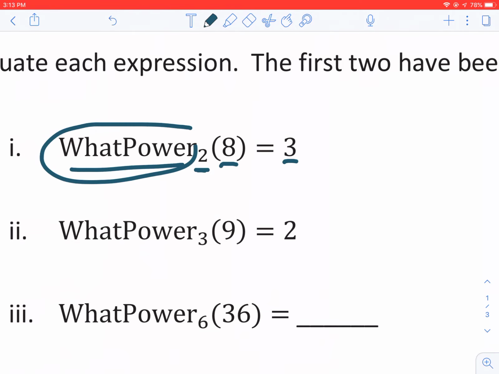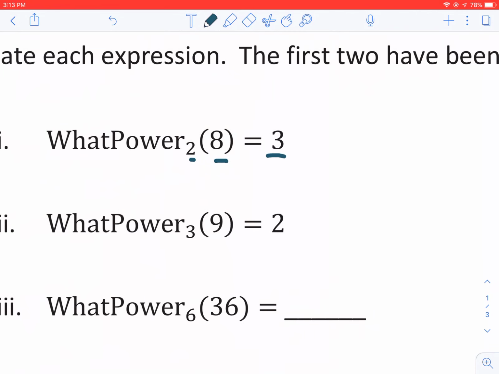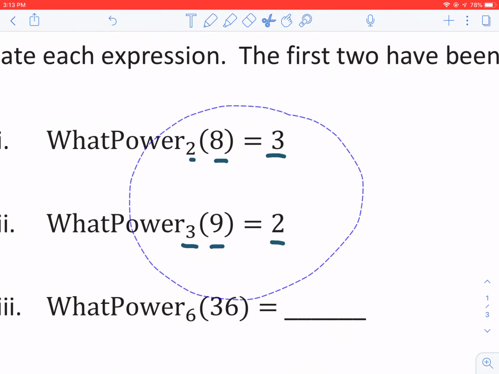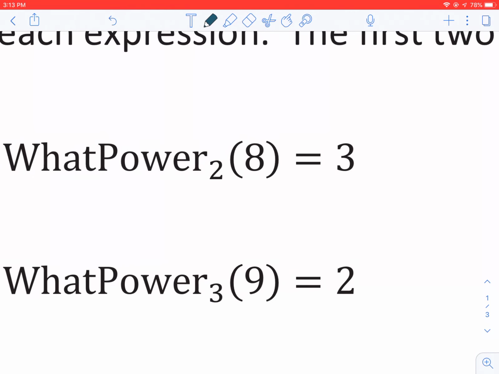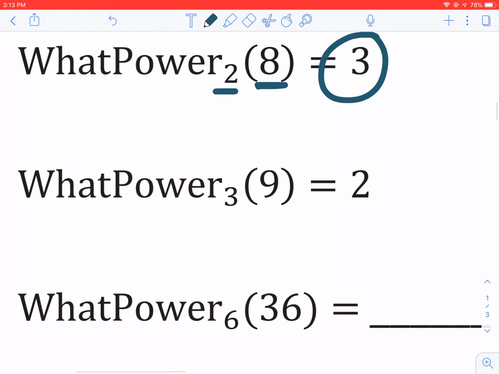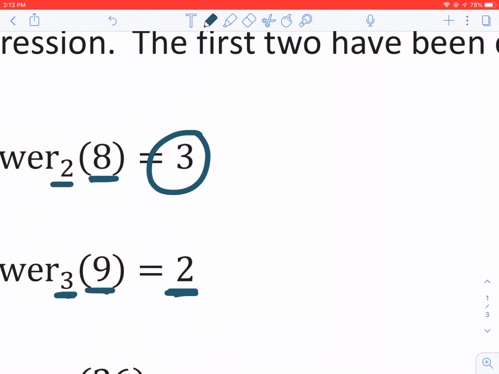So the name WhatPower maybe will give you a hint. I know 2 to the 3rd power is equal to 8. Let's see if that's what's happening in the second example. Is 3 squared 9? Yes, it is. So what this function is actually doing is saying, what power of 2 is equal to 8? And the answer is 3. This is saying, what power of 3 is equal to 9? And the answer is 2.